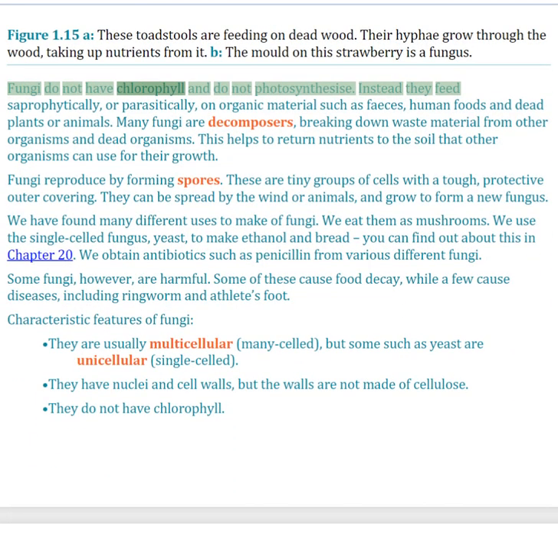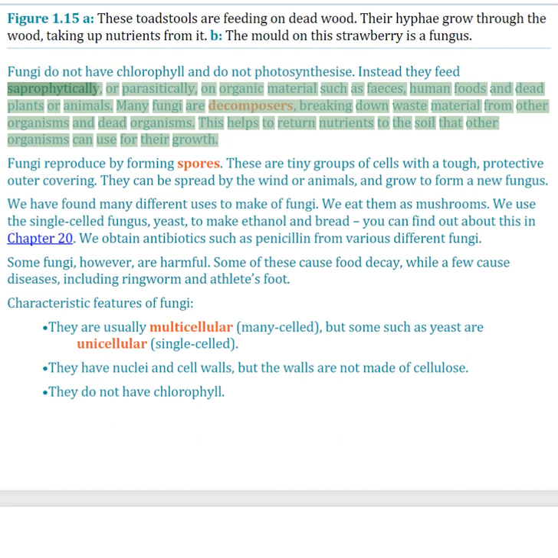Fungi do not have chlorophyll and do not photosynthesize. Instead they feed saprophytically, or parasitically, on organic material such as feces, human foods and dead plants or animals. Many fungi are decomposers, breaking down waste material from other organisms and dead organisms. This helps to return nutrients to the soil that other organisms can use for their growth.